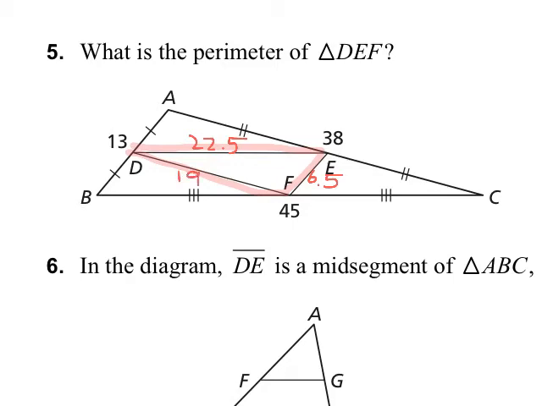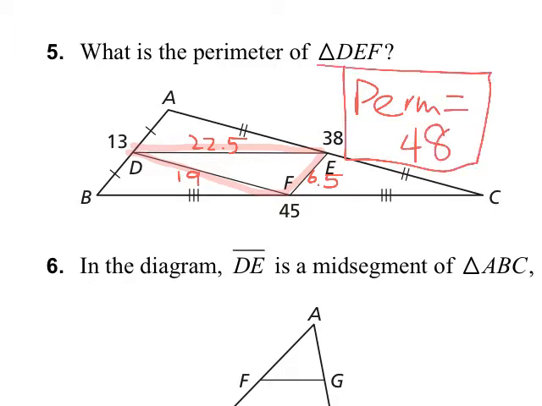And then remember, it wants perimeter, so I'm adding up all the sides. So what would that be? 28, 29, 39, 48. So perimeter equals 48. Okay, so there's number 5.